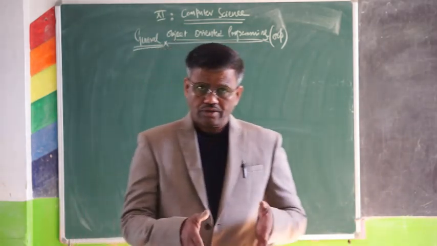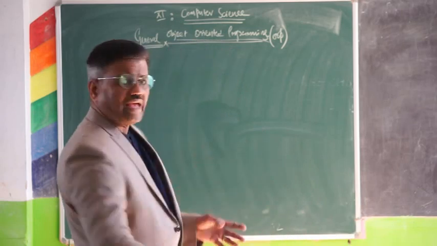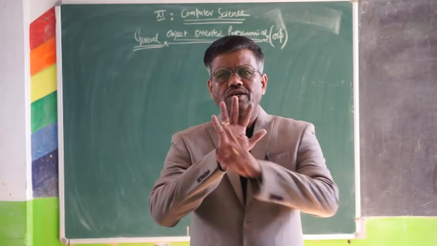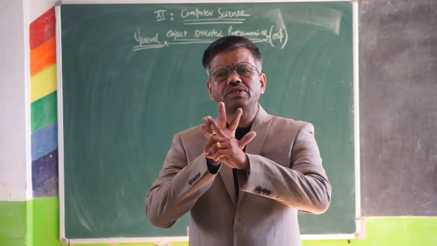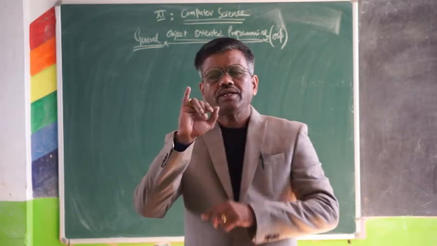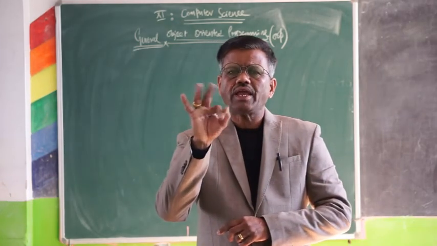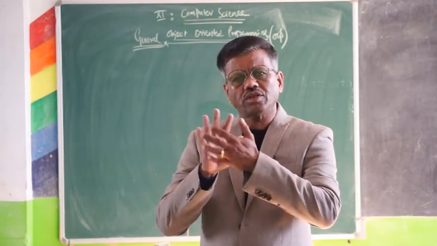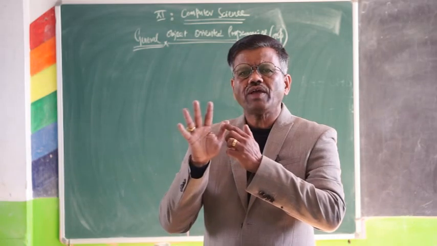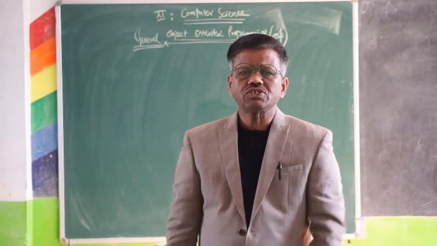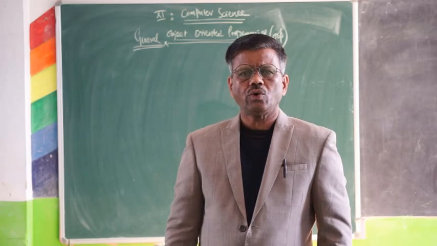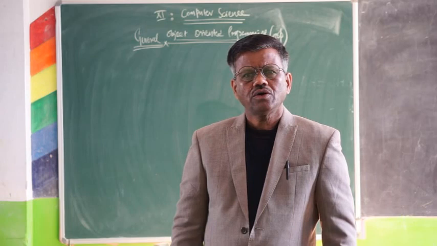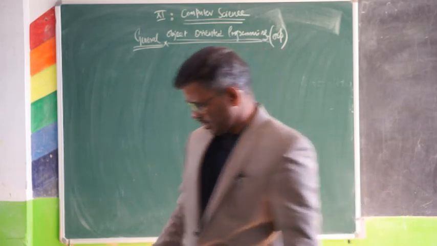Then these days, any language which has 5 qualities, I'll tell you in a while what the 5 qualities are: data abstraction, data encapsulation, inheritance, modularity and polymorphism. You will not understand what they are yet. If a language has these 5 qualities, that particular language is said to be object-oriented programming.